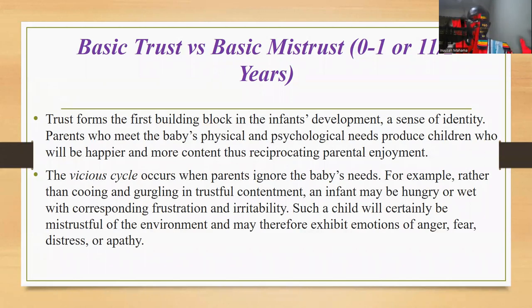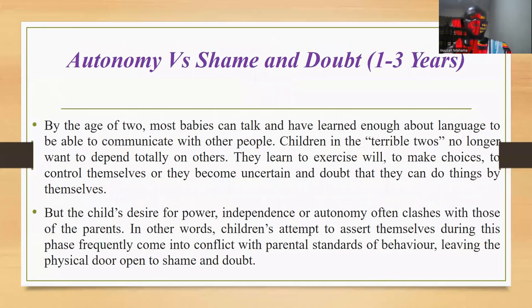The more they have trust in you, the more they develop. The more they have no trust in the system they find themselves in, the less they develop. Have that in mind. The second stage is autonomy versus shame and doubt.